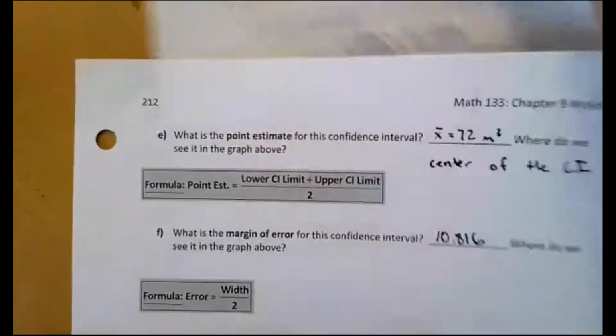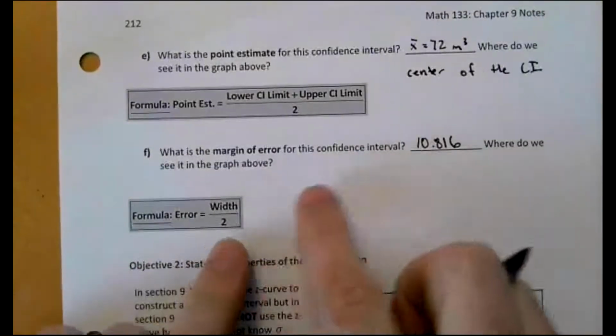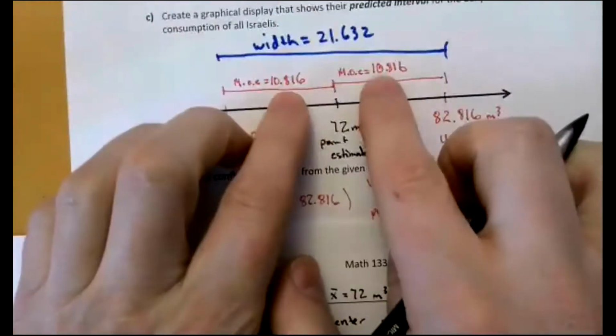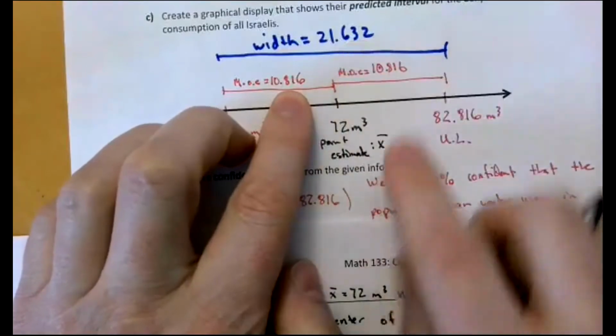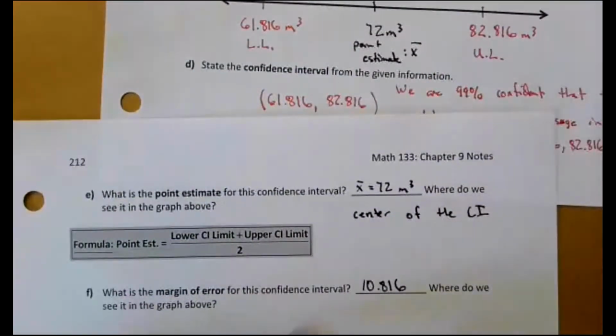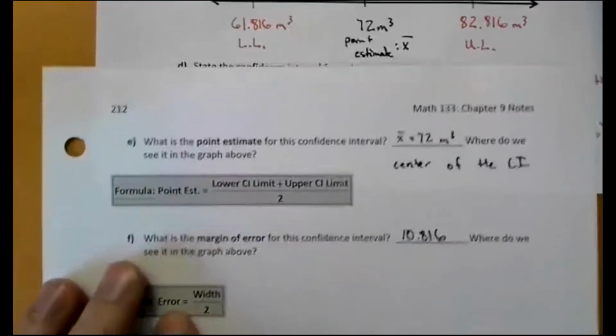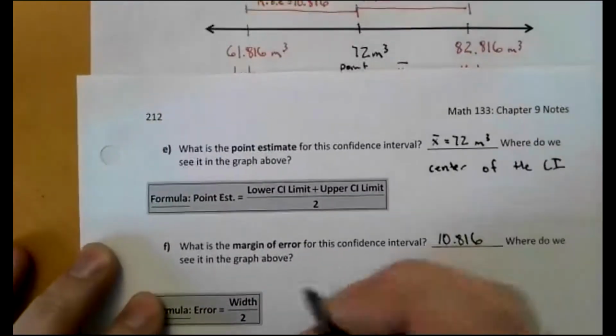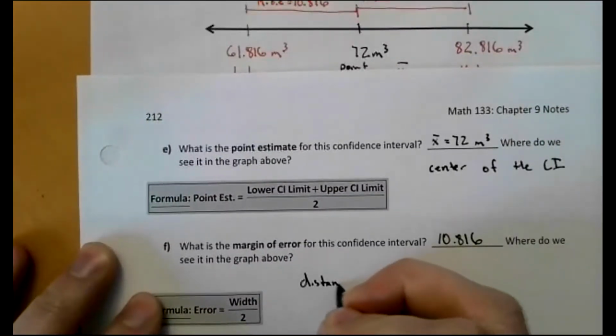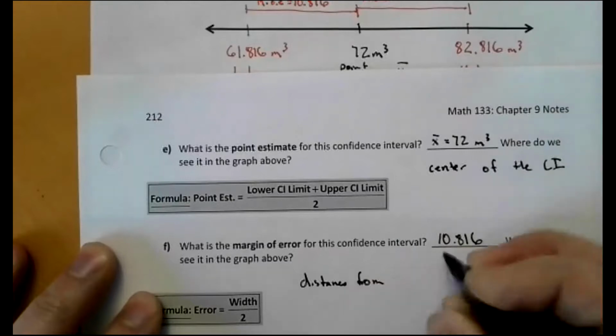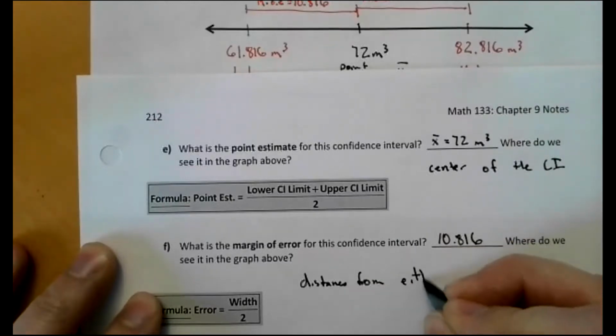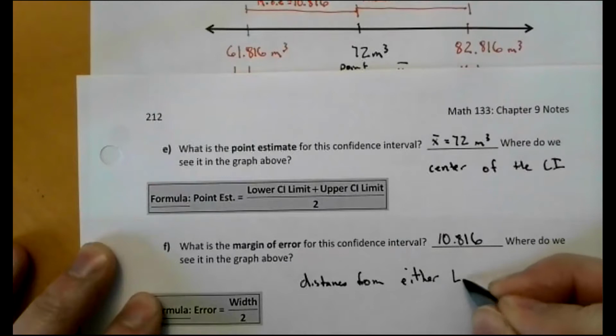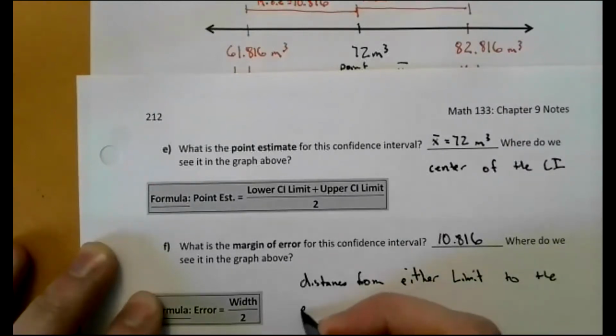Another way we could calculate that is take the width, which is the distance between these two, and divide it by 2, and we would get the margin of error, whereas that is the distance from either limit to the center or point estimate.